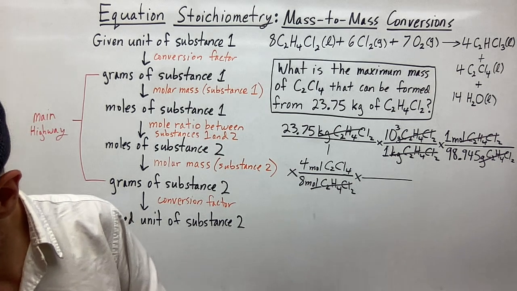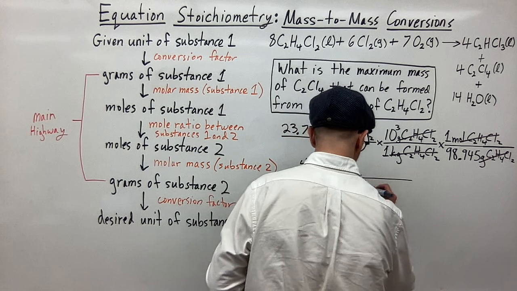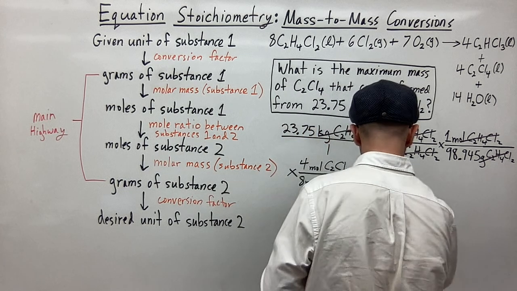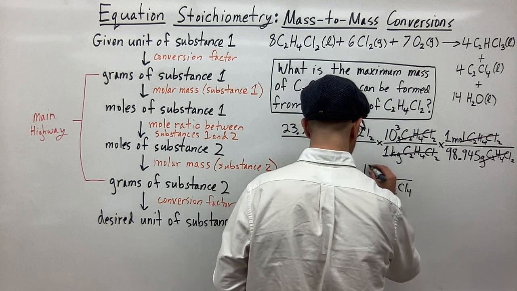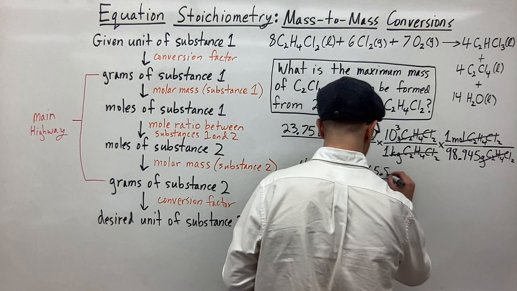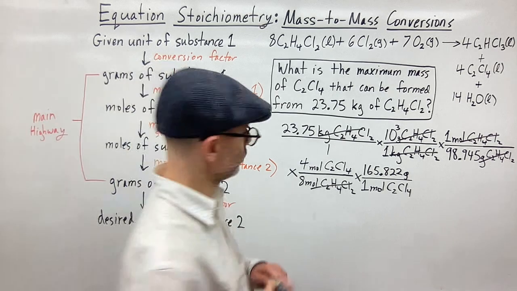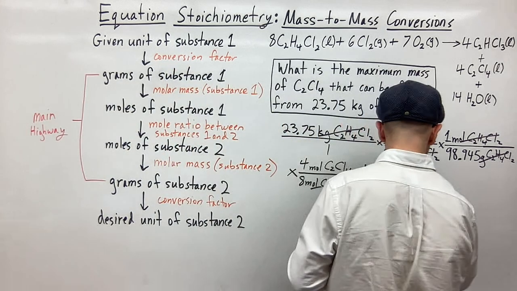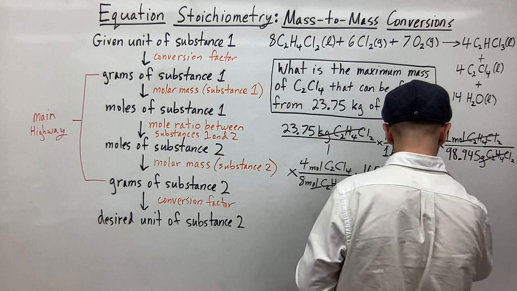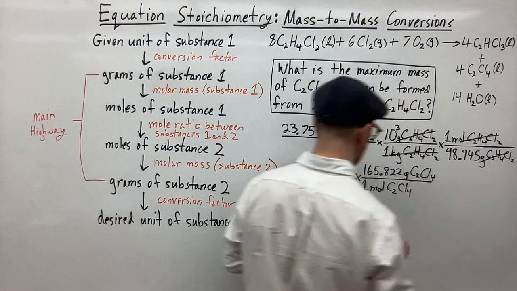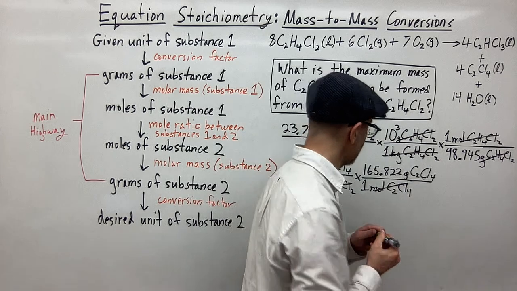It's 165.822. So here, the 1 mole of the C2Cl4 goes on top, and the 165.822 grams, let me double check, 165.822, yep, grams of this substance goes on the bottom. So moles of this substance cancels out. Now I have grams of the substance on top.